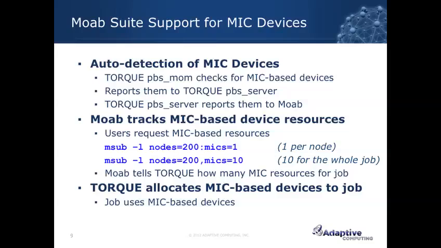How it shows up then is that you would do an msub or a qsub with your mics keyword, just like you would with any other node attribute that you would expect, like CPUs, etc.